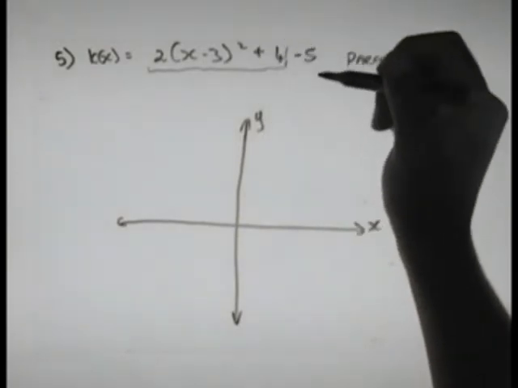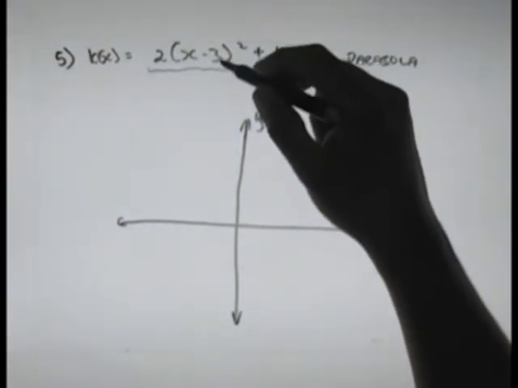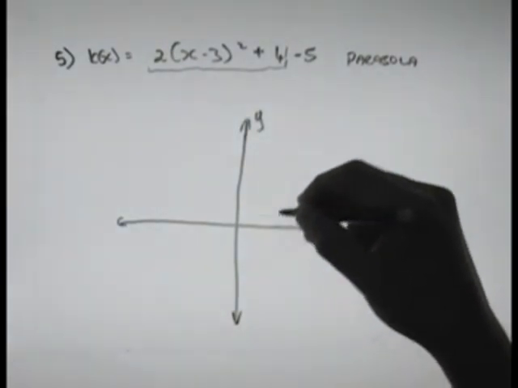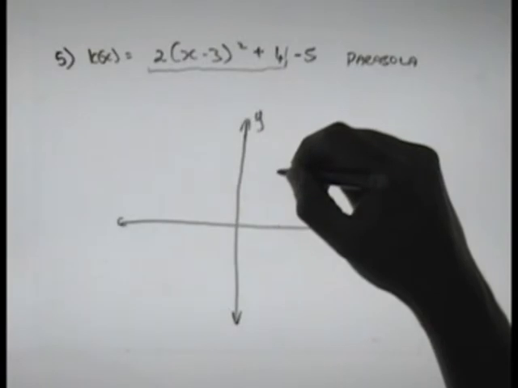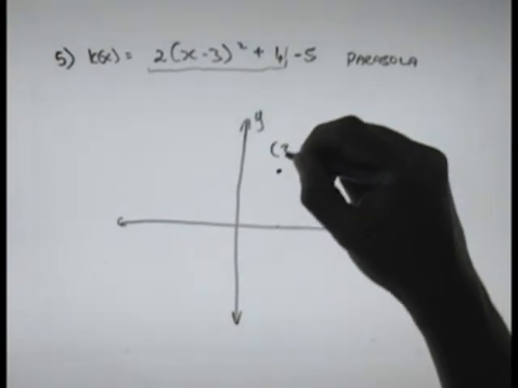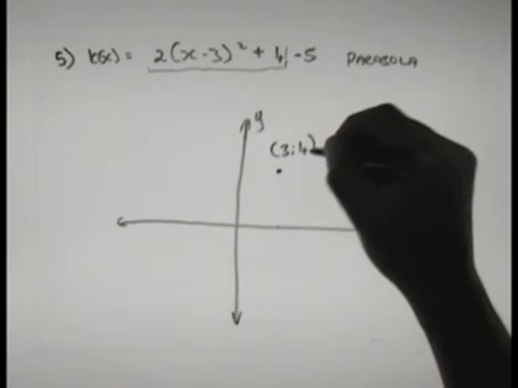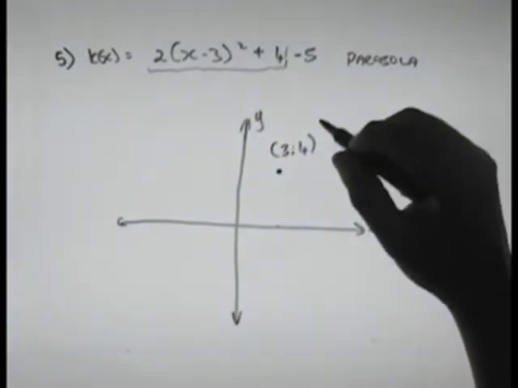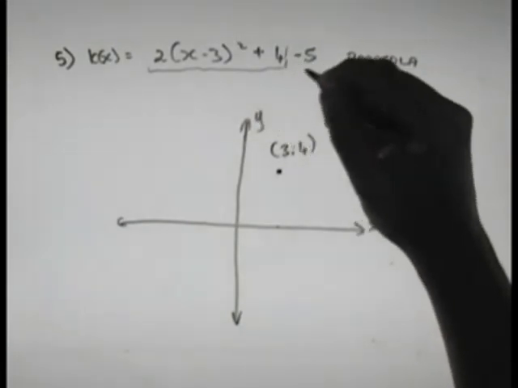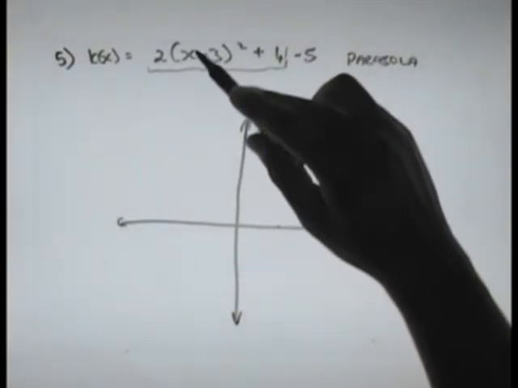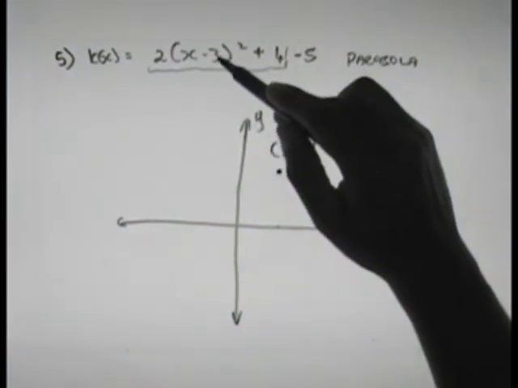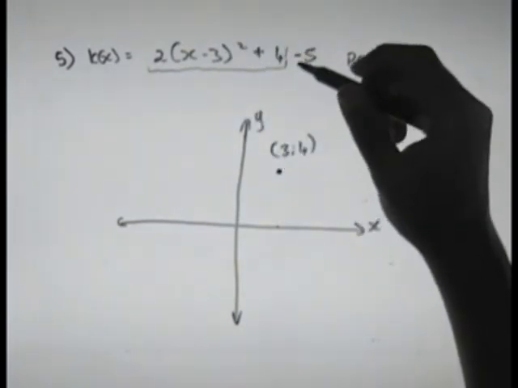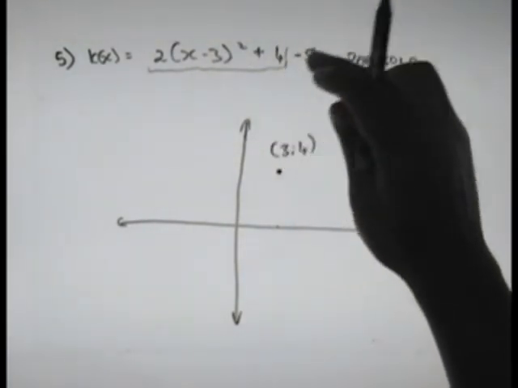My turning point is (p, q). Remember, it's x minus p, so my x value is equal to positive 3 and my y value is equal to positive 4. So that's going to come somewhere over there, positive 3, positive 4. This is my original graph. Also, my y-intercept of the original graph is at x is equal to 0. 0 minus 3 is negative 3, squared is 9, times 2 is 18. 18 plus 4 is going to give me 22.